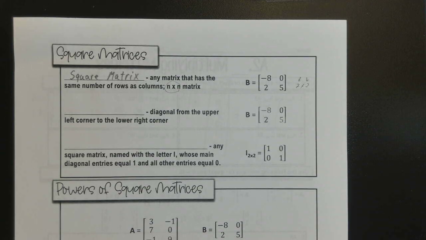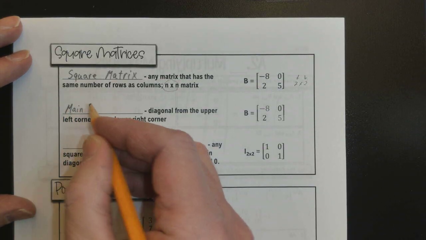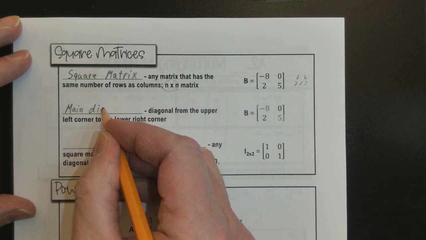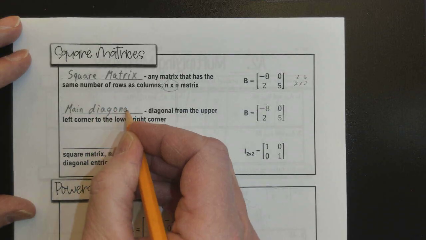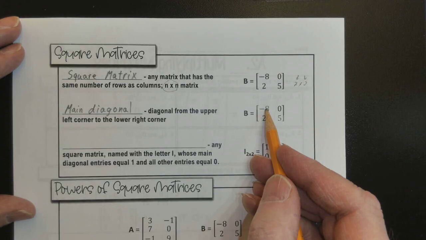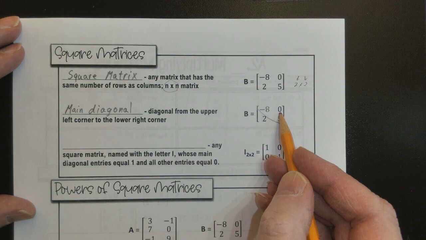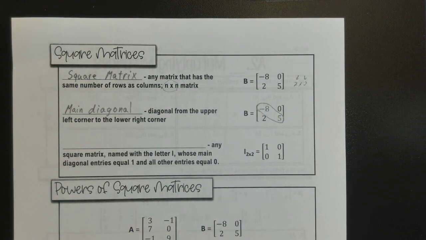All right. Now, they have a main diagonal. And that's the diagonal from the upper left to lower right corner. So it's this. That's the main diagonal. A 3 by 3 would also have a main diagonal. Okay?